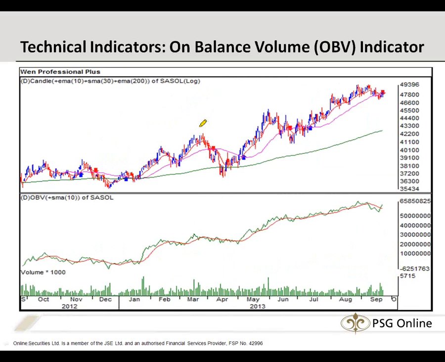Let's go one step further and look at volume. Now, volume usually gets displayed at the bottom of the screen in the form of a histogram. On balance volume is a running total of volume. So if the price goes up, we add the volume. If price falls, we subtract the volume. Very, very simple indicator. What I suggest you do is always put a 10-day moving average on this.